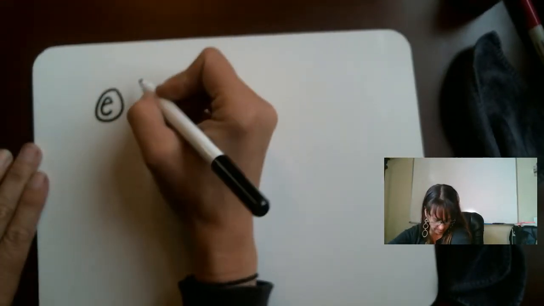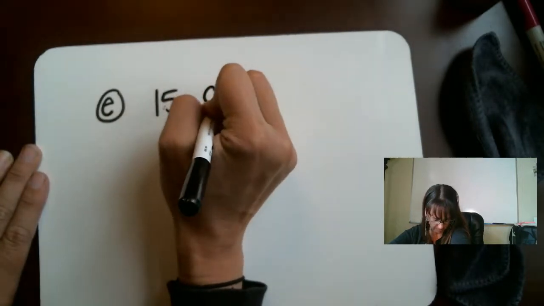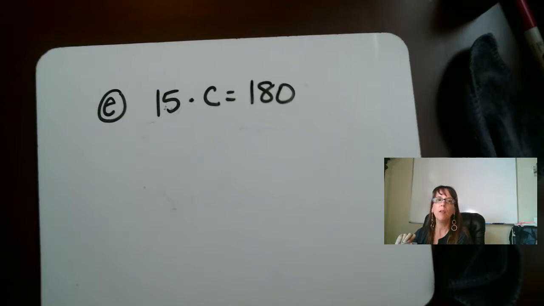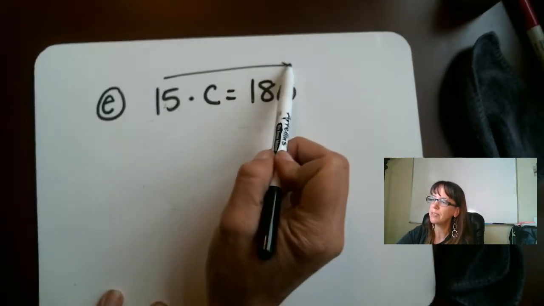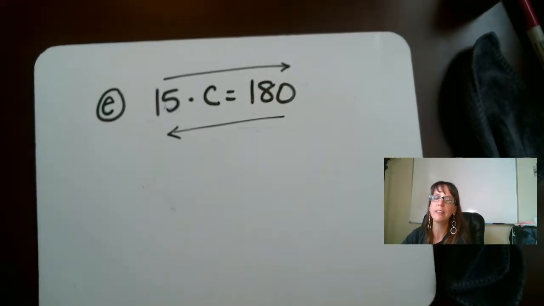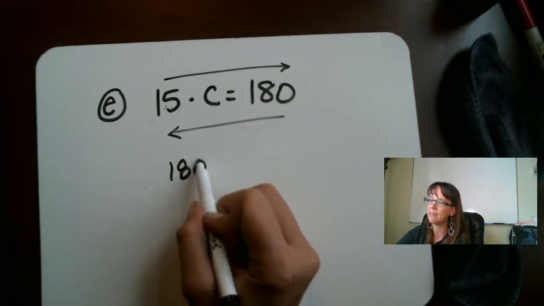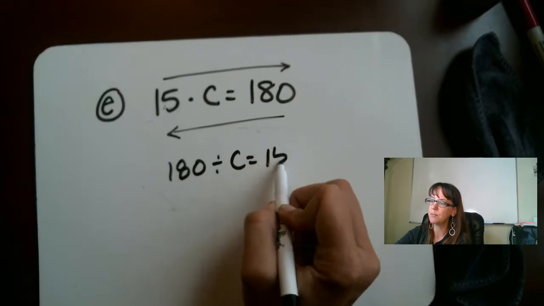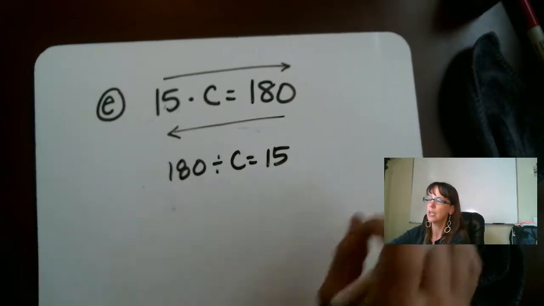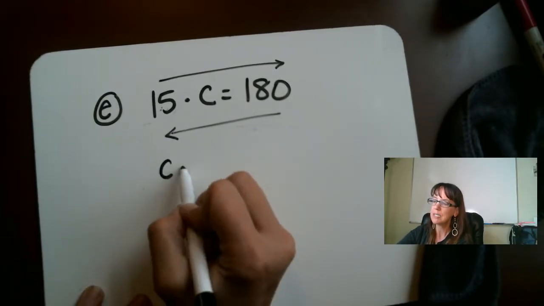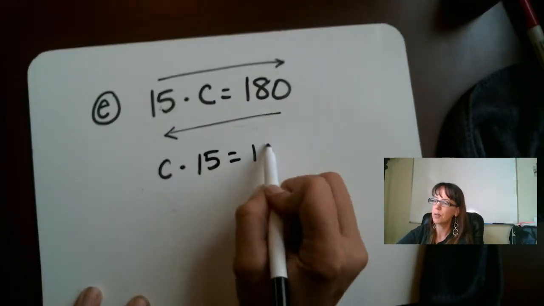E is 15 times C equals 180. All right, remember, if we multiply in this direction, we can divide in this direction. Well, if we do that, we get 180 divided by C equals 15. That doesn't really help us. So that means we need to rewrite our multiplication problem, okay? How about C times 15 equals 180?